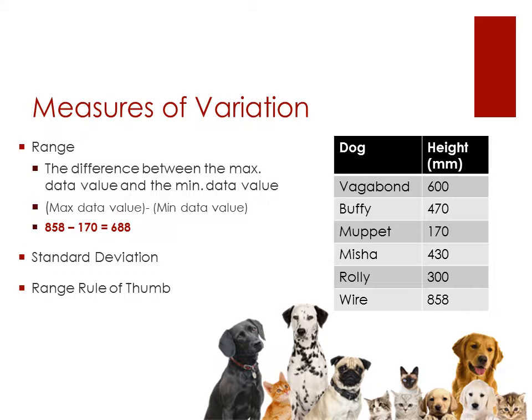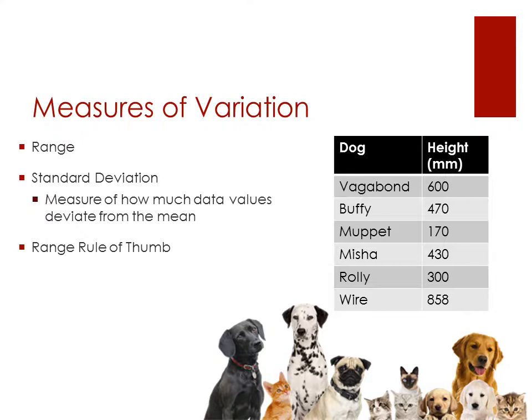Alright, so you should have had 858, that's our largest dog, and then the smallest dog, the shortest dog, would be 170, and so subtracting those, we get 688 as our range for this particular data set. Now again, notice the range is always unique to each data set. You have to calculate it each time.